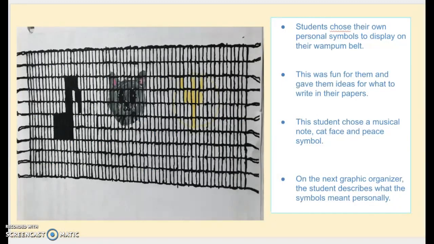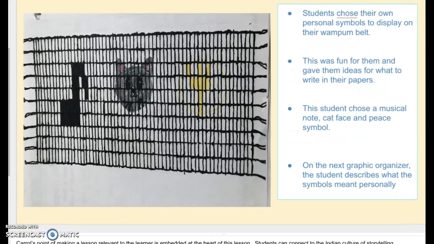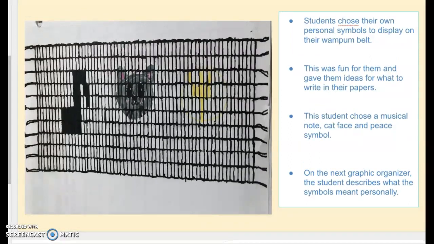Here is the completed wampum belt to place on the published paper as the illustration. And this was fun for them because it gave them the personal connection, describing their own feelings and what the symbols meant to them personally. And this really is Carol's point of making lessons relevant to the learner. You know, this is really embedded in the heart of this lesson.